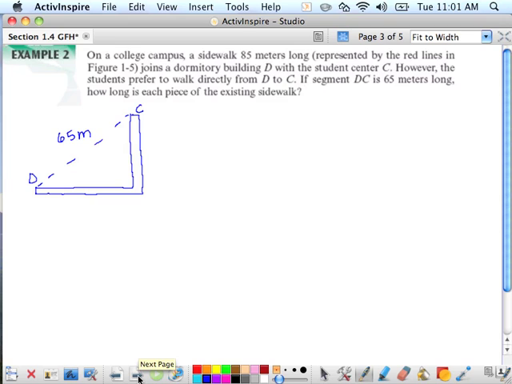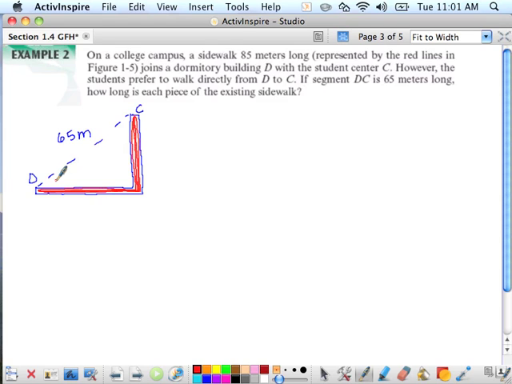On a college campus, a sidewalk is 85 meters long, represented by red lines, so let's pop some red lines in here. This is your sidewalk. In total, that sidewalk is 85 meters long. And it joins the dormitory, marked here at D, with the student center marked at C. But the students prefer to walk directly from D to C. If they do, that is 65 meters from here to here.